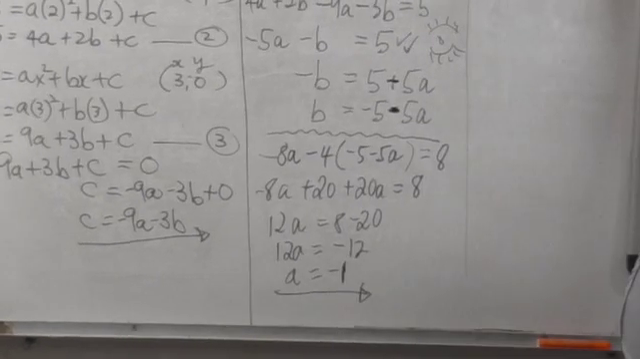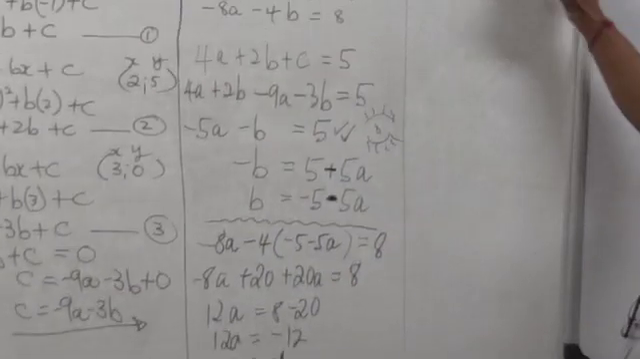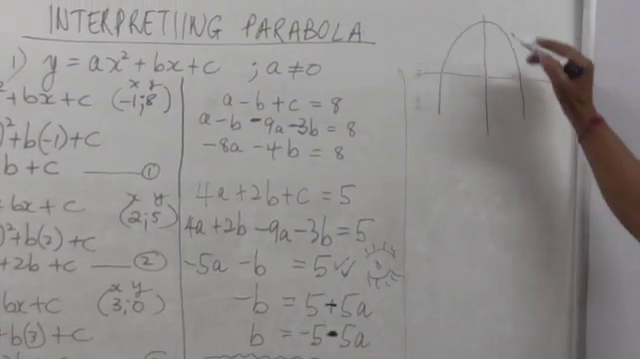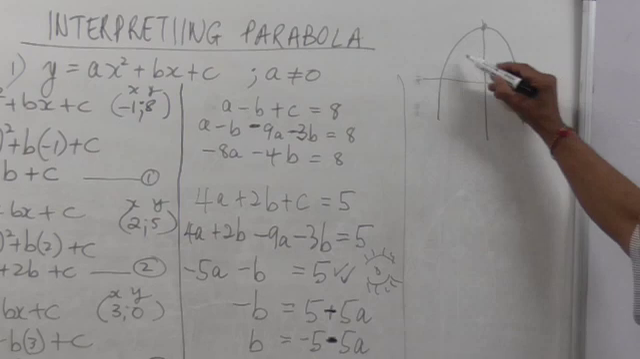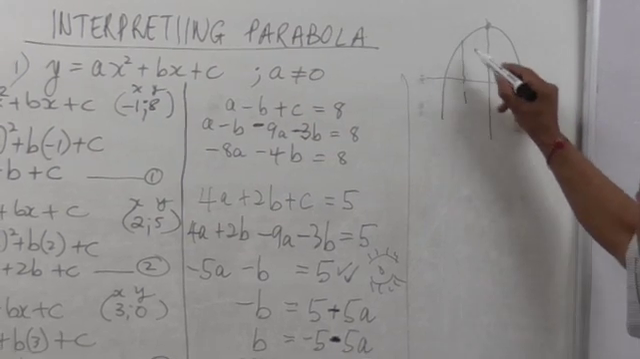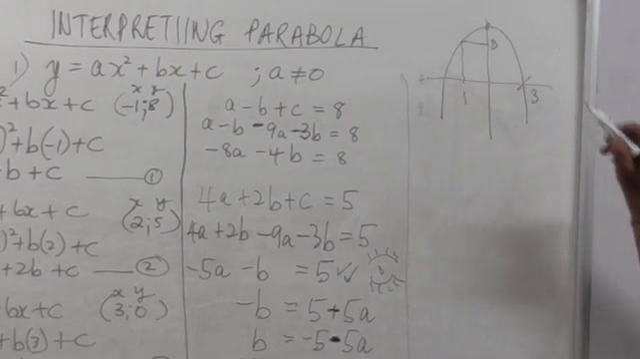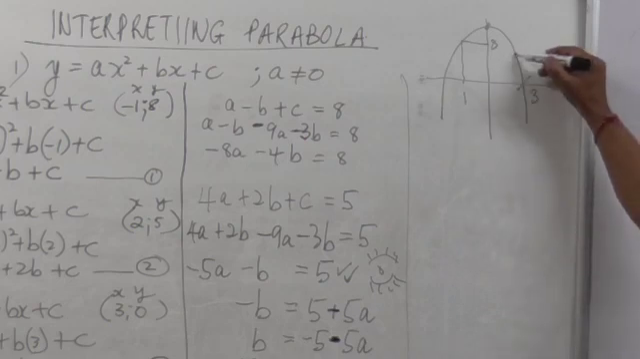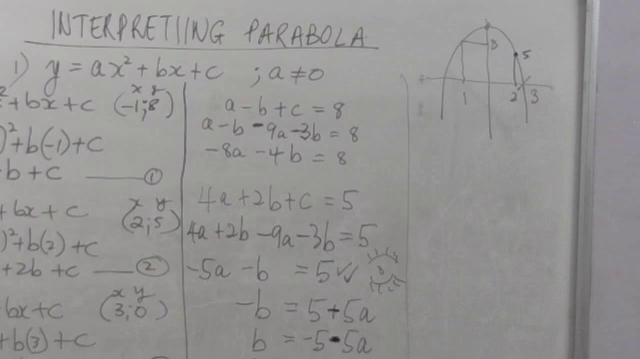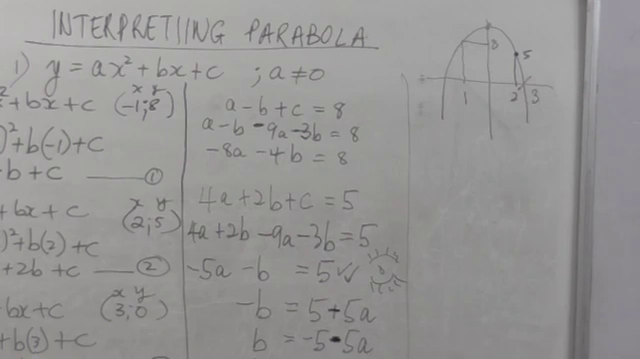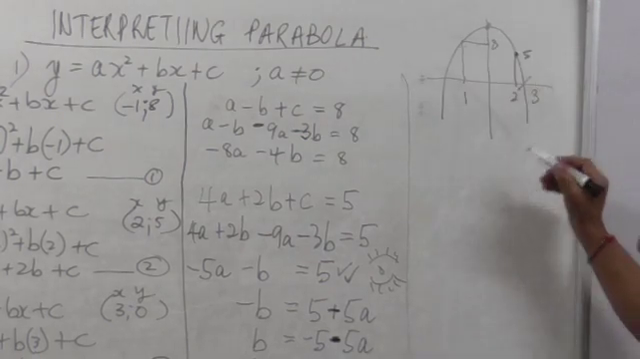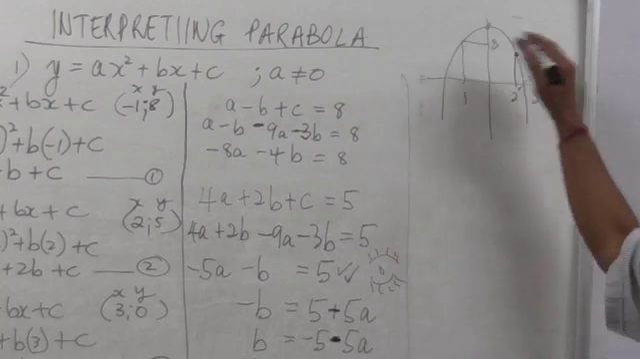So remember the graph was here somewhere, something like this. This was the turning point. This was 3. And this was 1. And this was 8. And then we had 2 and we had 5. So a is minus 1. You can see that it is hill-shaped, and if a is negative, the graph will be hill-shaped.